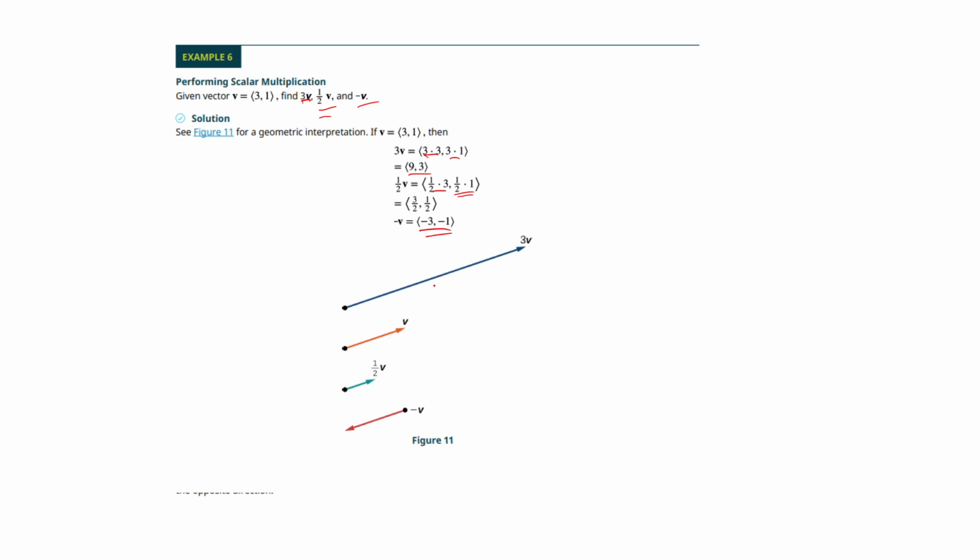So here's what it would look like, of course. We're going to change the magnitude there. We cut this one in half, and then this one, reverse direction. It's the same length, but we've now gone in the other direction.